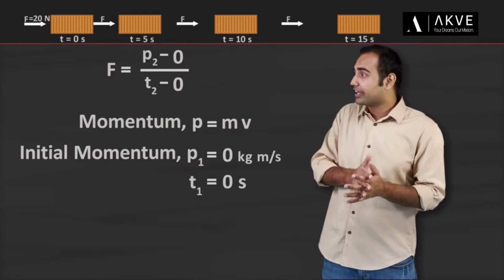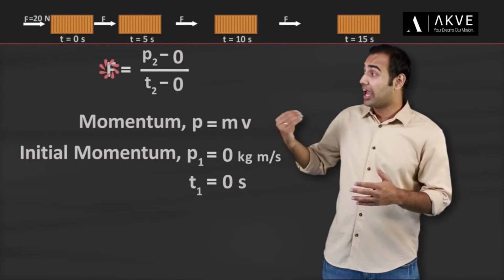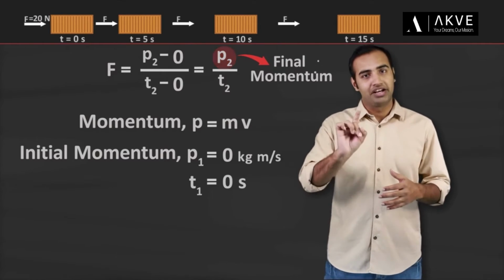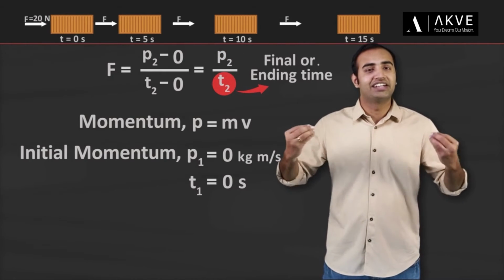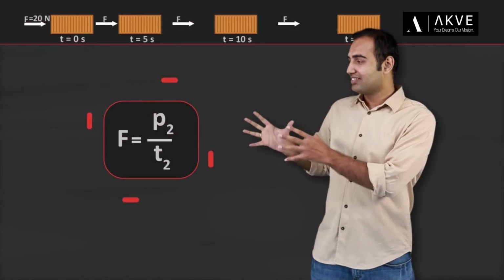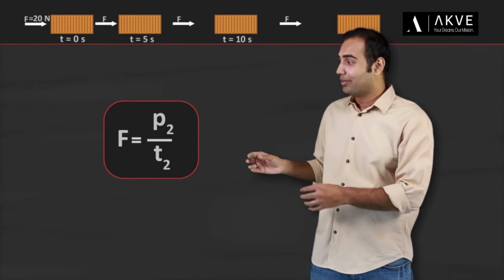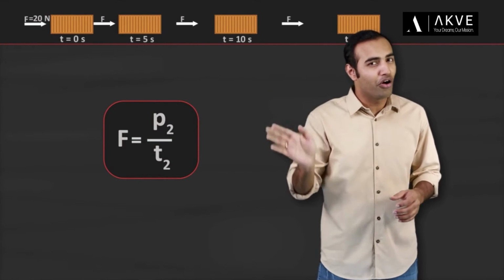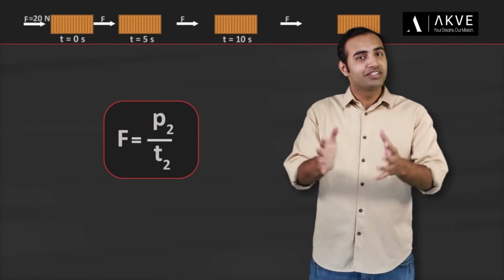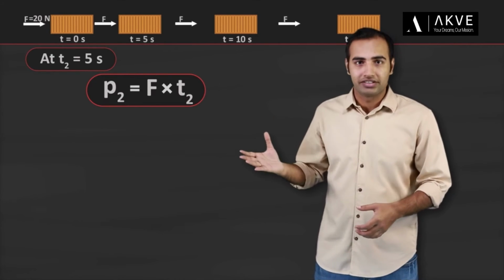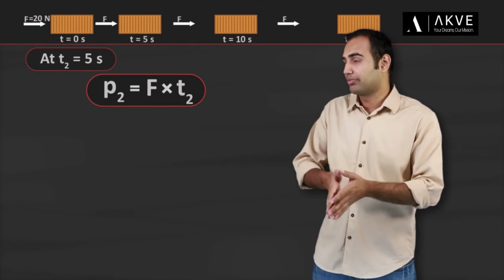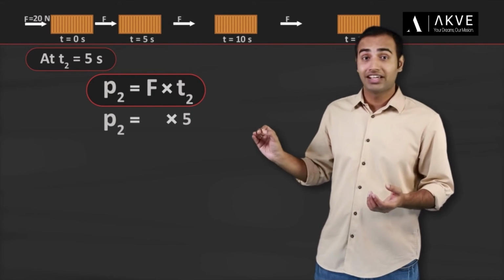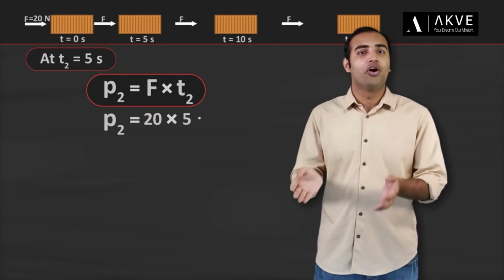So ultimately our expression comes out to be F is equal to P2 by T2, where P2 is the final momentum and T2 is the final or the ending time. Now this is a nice equation we've got here because it is quite simple and it will give us the answers to all the parts of our problem. So let's see, at t equal to 5 seconds, the value of final time is nothing but 5. So T2 is 5. So the value of momentum at that time is nothing but 20 times 5 or 100 kg meters per second.